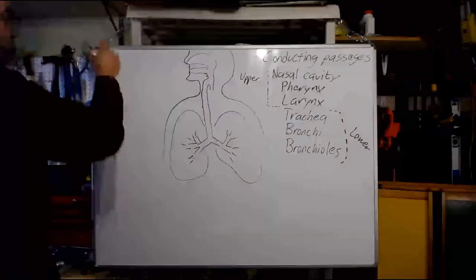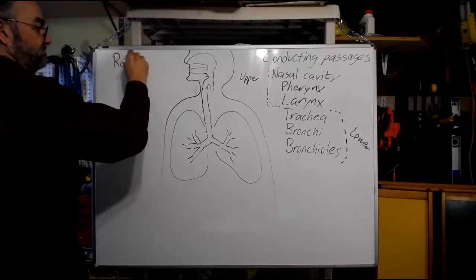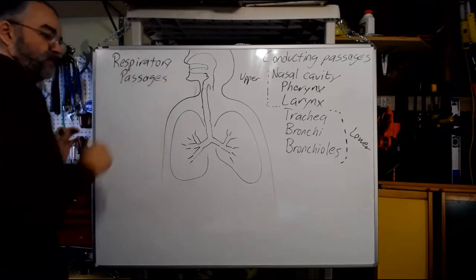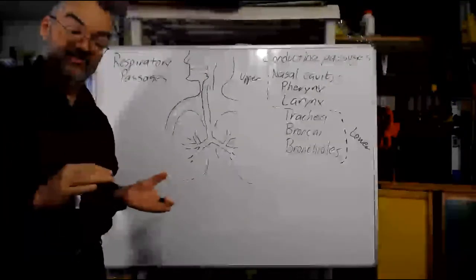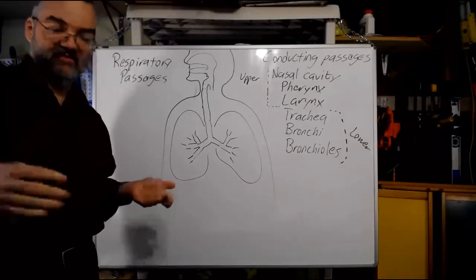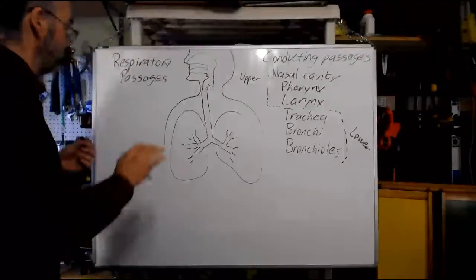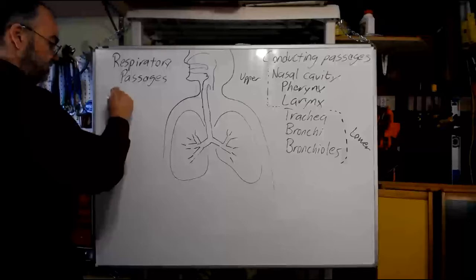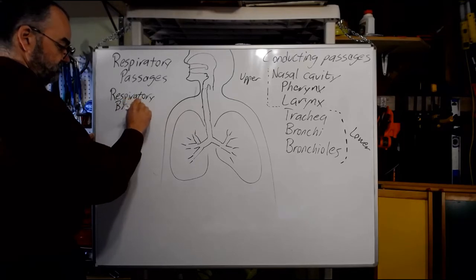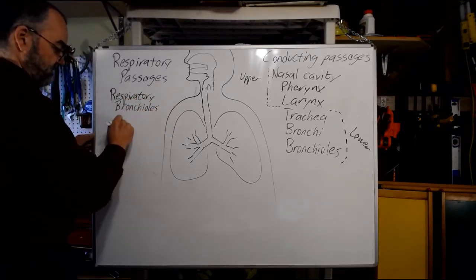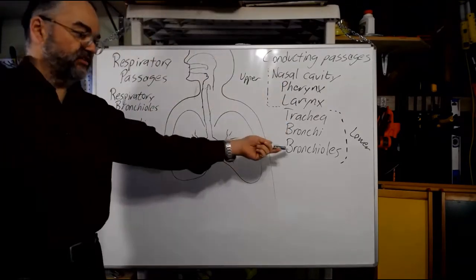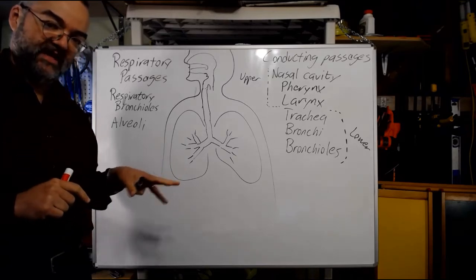Then we're down into the respiratory passages. These respiratory passages are the ones where gases are actually exchanged, where we move oxygen from the air into the blood and CO2 from the blood into the air, and other gases back and forth too, although oxygen and CO2 are the ones we care about. Those would include respiratory bronchioles and alveoli. The respiratory bronchioles are some of the smallest of the bronchioles. We'll talk about that a little bit when we get to that part in the details.